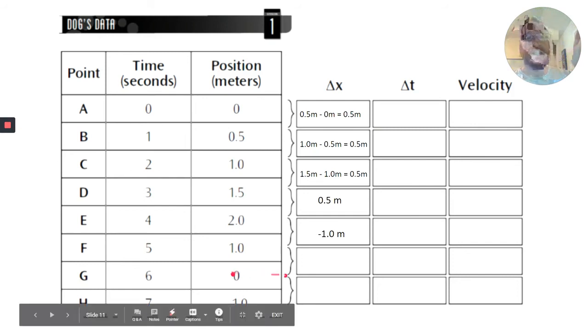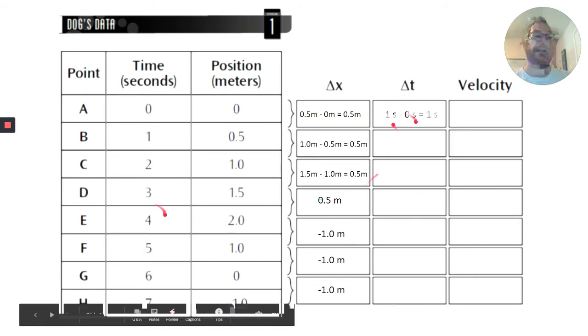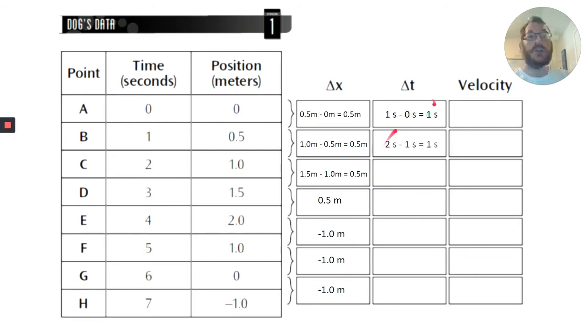Same thing's going to happen here. 0 minus 1 gives us a negative 1 meter, and then a negative 1 minus 0 gives us a negative 1 meter again. The times are going to be all the way down the same. It's just how much time happened between each one of these labeled points. 1 minus 0 gives us 1 second. 2 seconds minus 1 second gives us 1 second. And then you can figure out that it's the same all the way down.